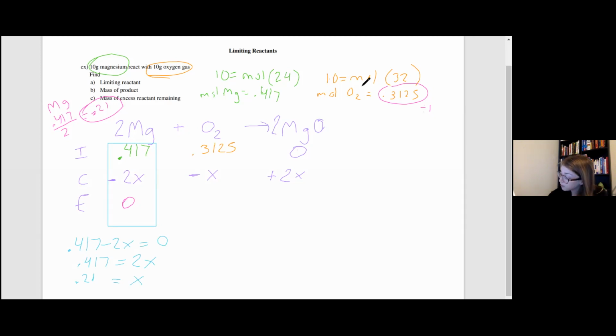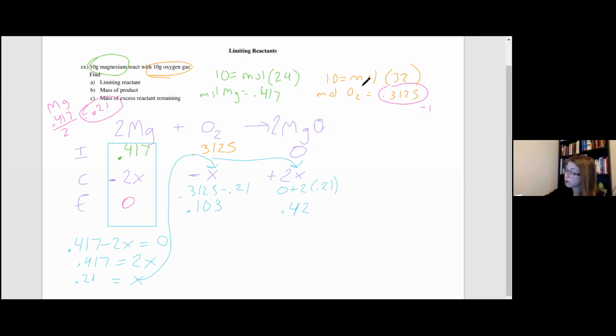I have my x value. That x can get plugged in everywhere in this ICE chart. So to figure out the oxygen's ending value, I'm doing 0.3125 minus my x value, 0.21, which is 0.1025. I'll just round it to 0.103. For my MgO, I'm doing 0 plus 2 times that x value. So we're going to get 0.42 here. Cool, I finished my ICE chart.